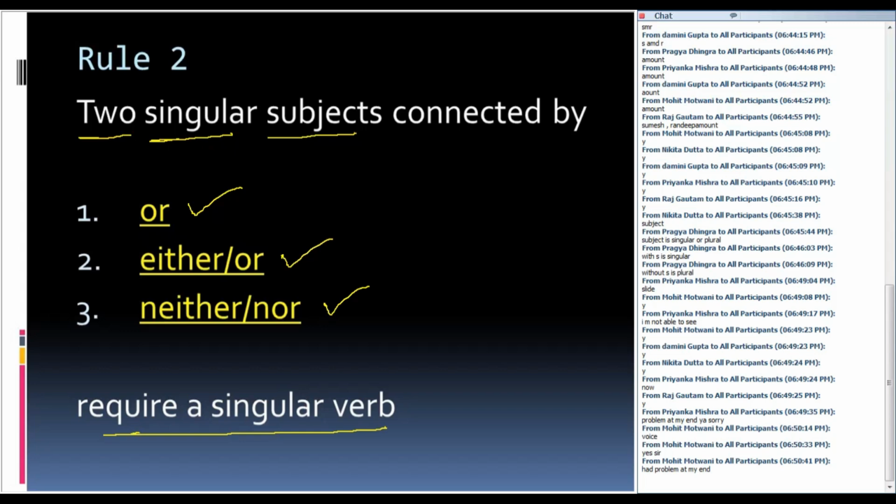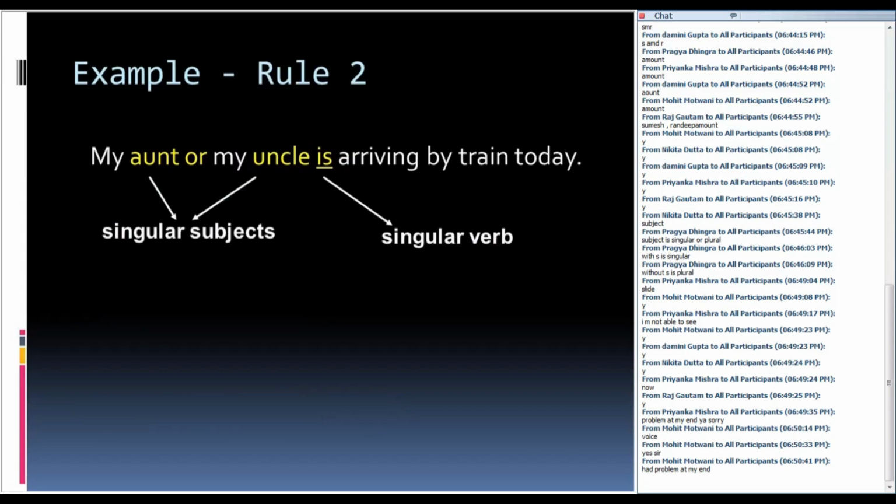Now this is something in which many people make lots of mistakes. So just take a look at the sentences. Most of the people will say my uncle or my aunt are arriving by train today. But that's wrong. My aunt, which is singular, or my uncle is arriving by train today. Both of them are not arriving. One of them is arriving. So my aunt or my uncle is arriving by train today. Rule number 2.